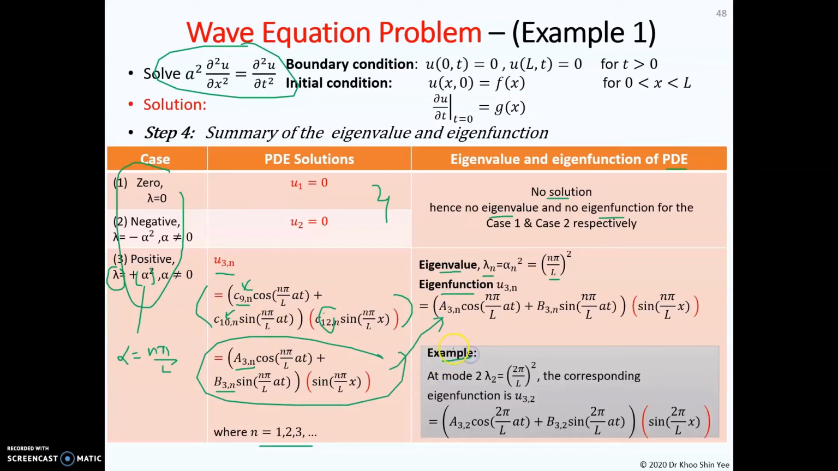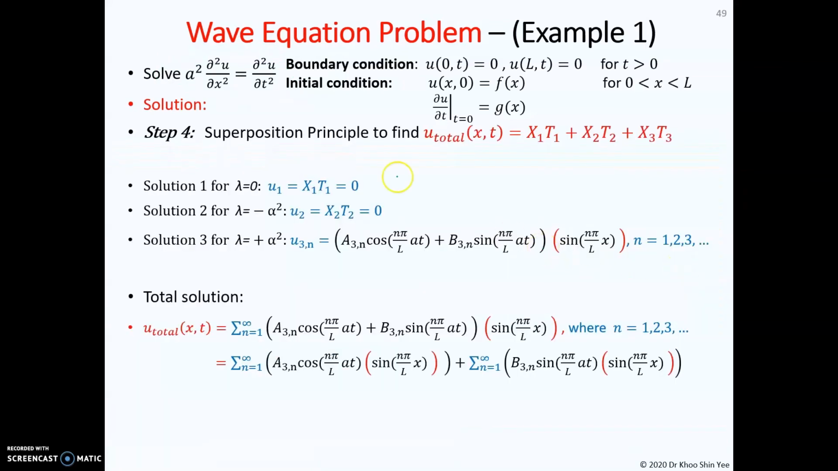Therefore, the PDE solution that you obtained previously is the eigenfunction. This is just an example. When you substitute n equal to 2, you obtain the eigenvalue at mode 2 and the corresponding eigenfunction at mode 2. So far, you obtain multiple solutions from case 1 to case 3. So you need to perform the superposition principle to find the total solution.